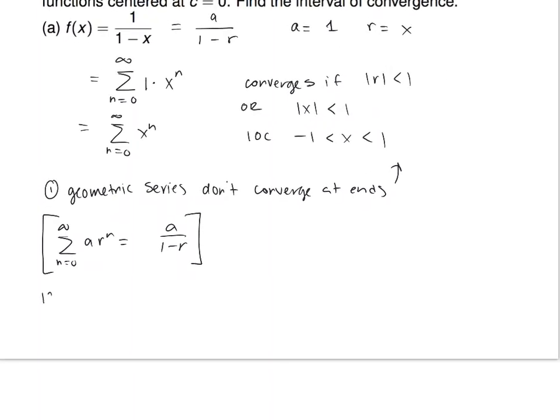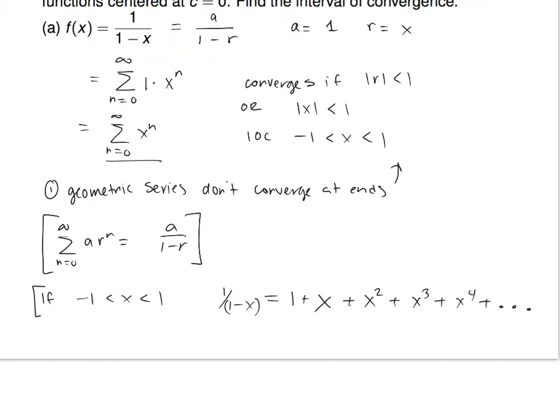What this says is that if -1 is less than x is less than 1, so if you're in that interval of values, 1 over 1 minus x is equal to, list out the things in this sum. What's x to the 0? 1. And then we have x to the 1, which is x, right? What comes next? x squared. And then?